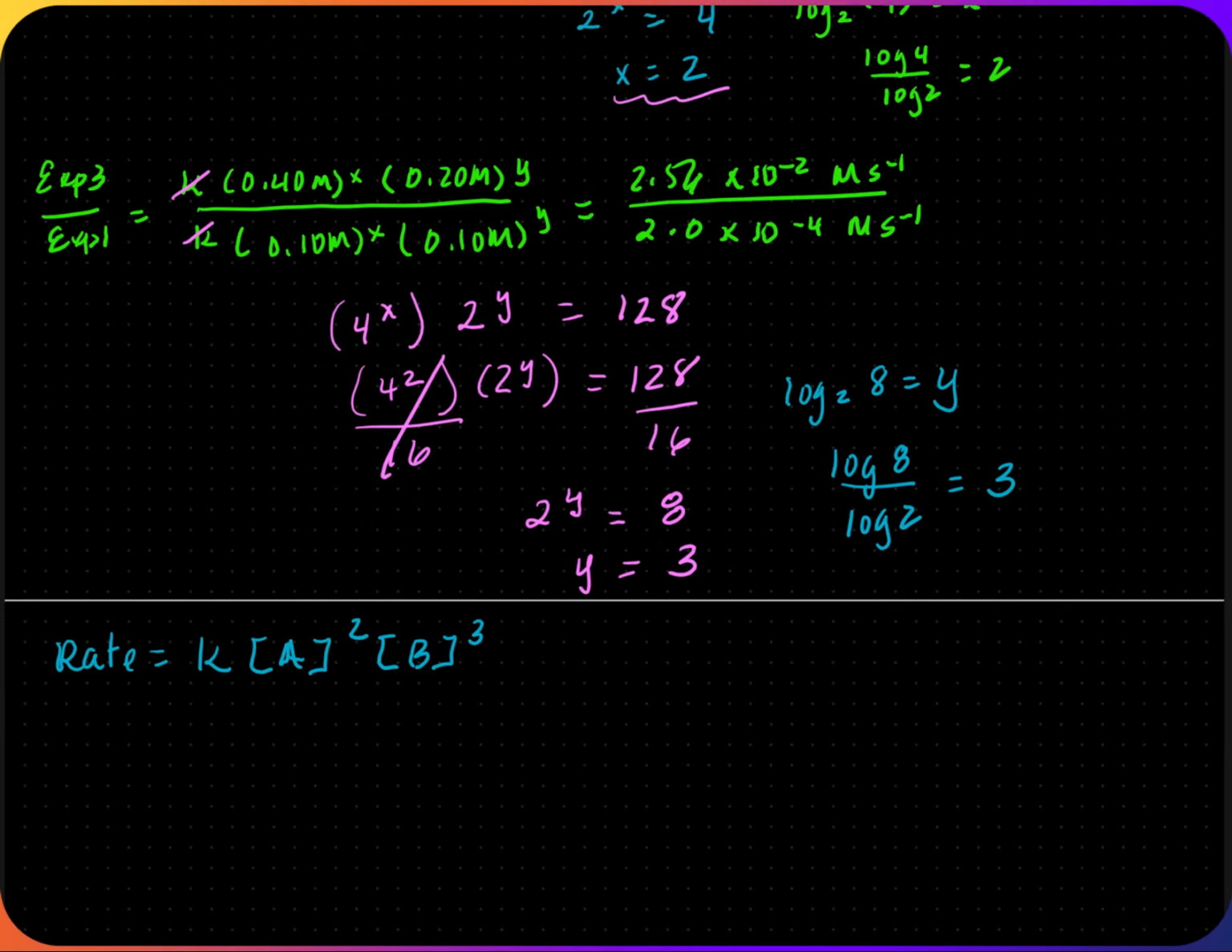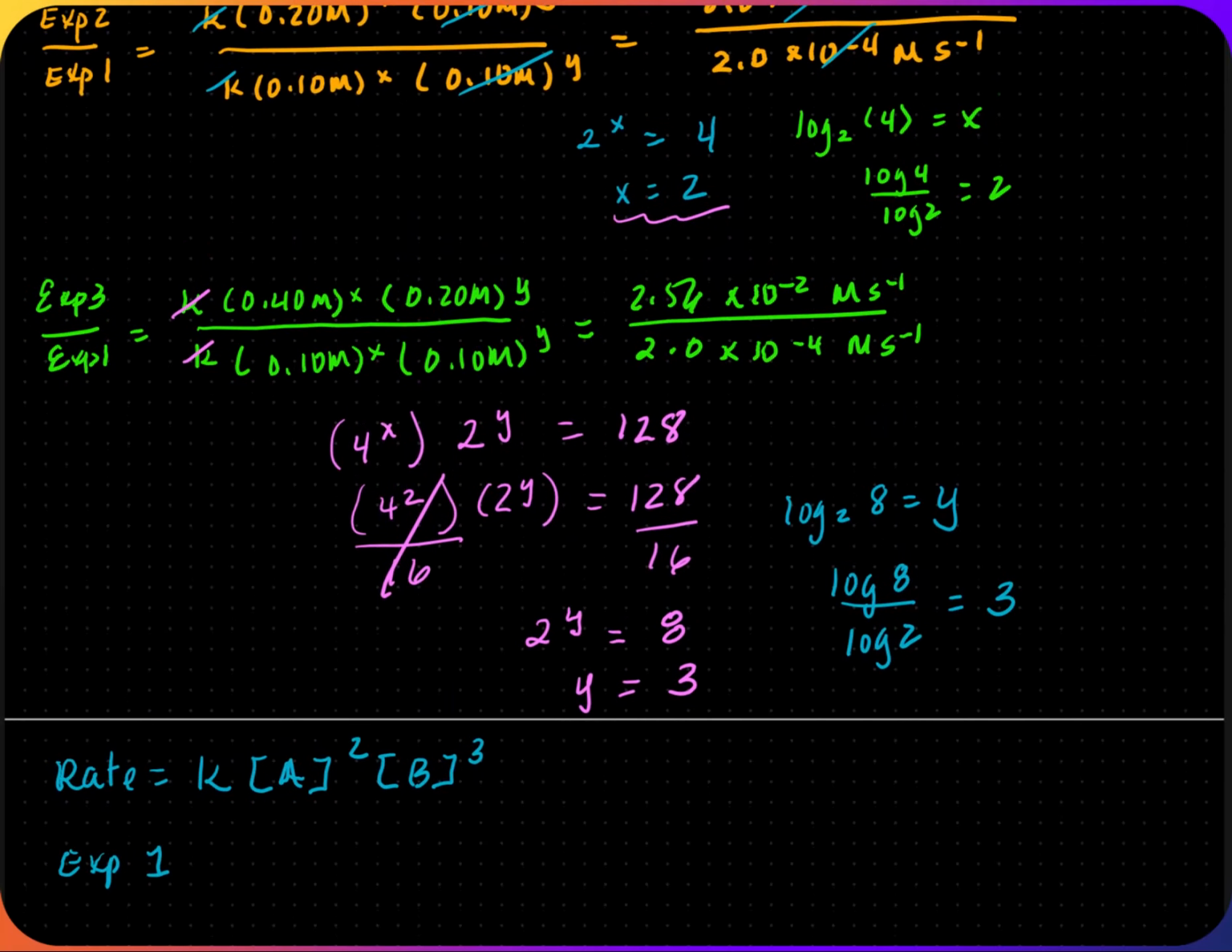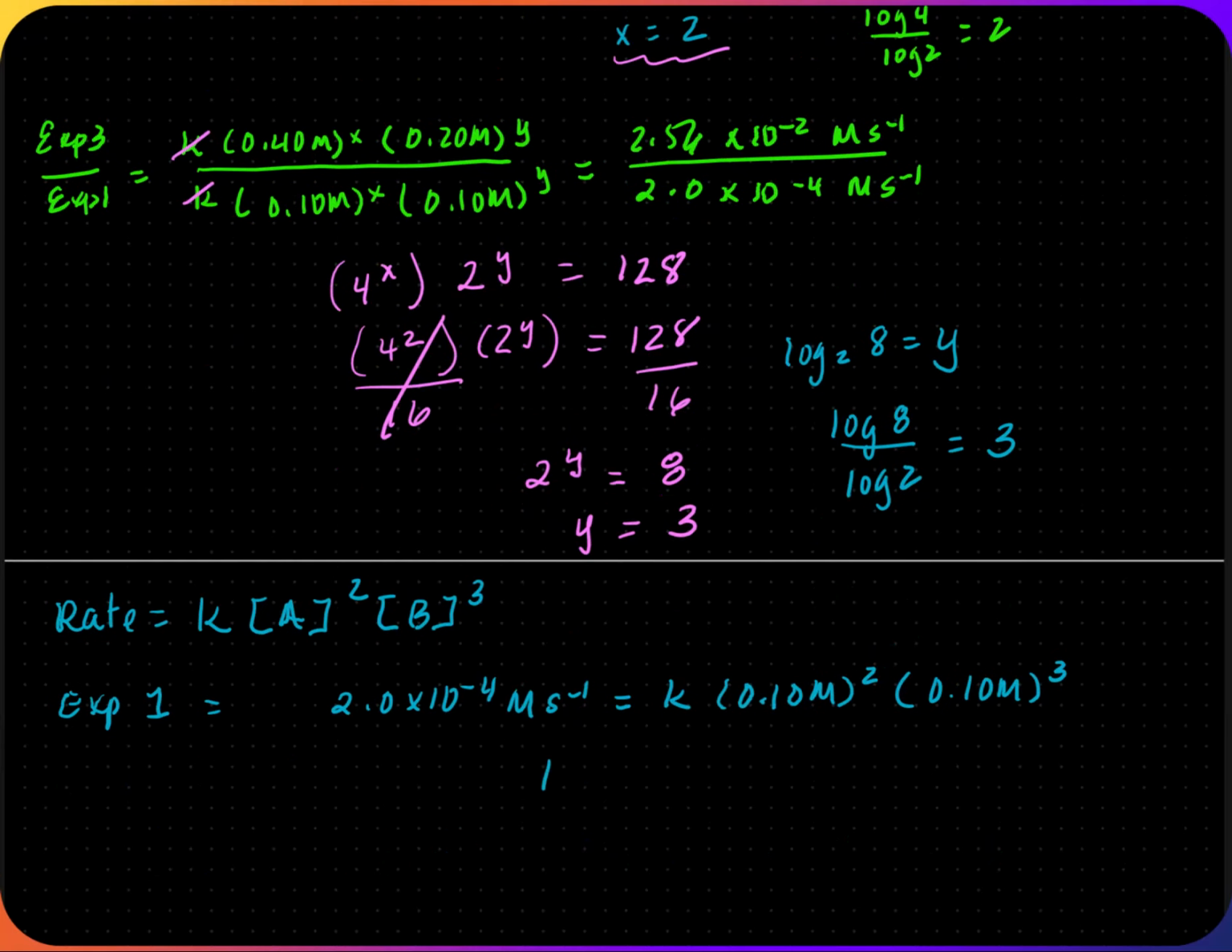To solve for K, we're going to choose an experiment. I'm going to choose experiment 1. So my rate for experiment 1 is 2.0 times 10 to the negative 4th molar seconds to the negative 1st, equal to K, which is what we're solving for. The concentration of A was 0.10 molar squared, and for B it was 0.10 molar to the third. And we're going to solve for this K by dividing both sides by 0.1 squared and 0.1 cubed.